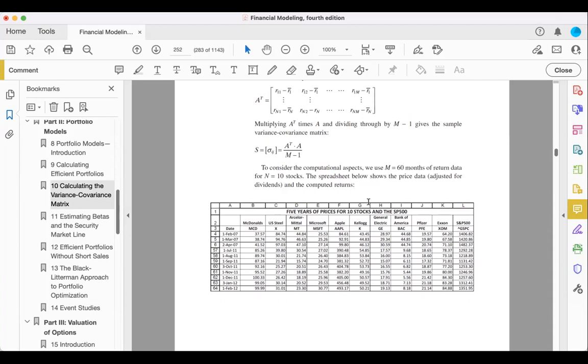So we have 10 individual stocks and the market index, which is supposed to represent all the financial market or all the stock market. We have McDonald's, US Steel, ArcelorMittal, Microsoft, Apple, Kellogg, GE, Bank of America, Pfizer, Exxon, and finally we have the market itself, the market index. Here we have the prices, right? And we have the market index here. Using these raw data, how are we able to find the variance covariance matrix?